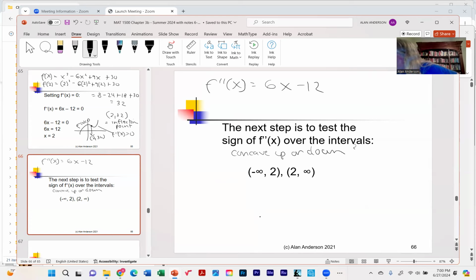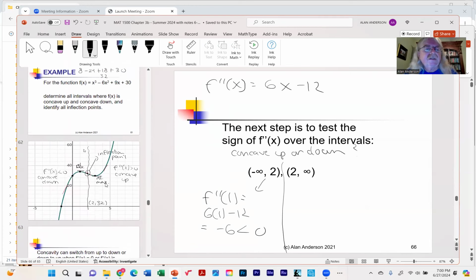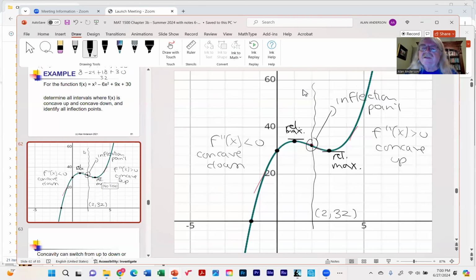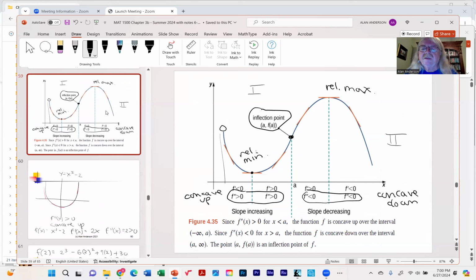So over here, let's just arbitrarily pick one, because one is definitely in that interval, and find out the value of f double prime of 1. Okay, so this one is negative. And we know that a negative second derivative indicates that the function is concave down, as we see in this graph. So the left-hand side looks something like this.